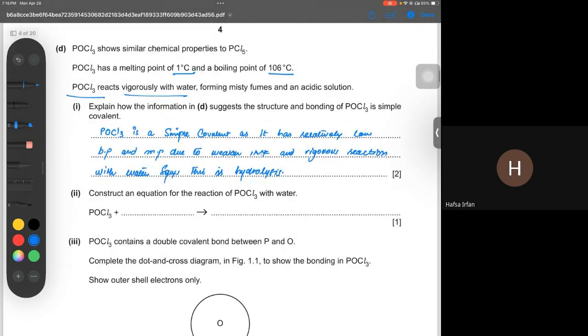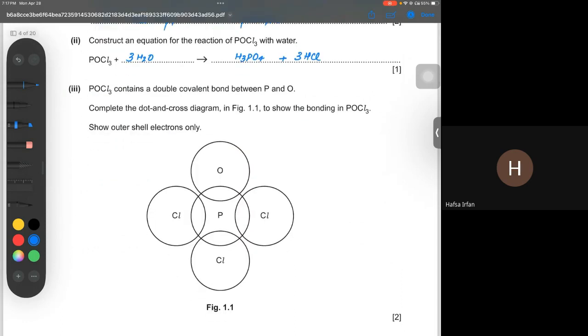Construct an equation for the reaction of POCl3 with water. So when POCl3 reacts with water, it would be forming H3PO4 along with HCl. Then you have to balance this equation. So I would be writing 3 H2O, since 3 times 2 is 6 hydrogens, because we have a total of 6 hydrogens on the product side. That's the balanced chemical equation. Okay, then the dot and cross diagram.